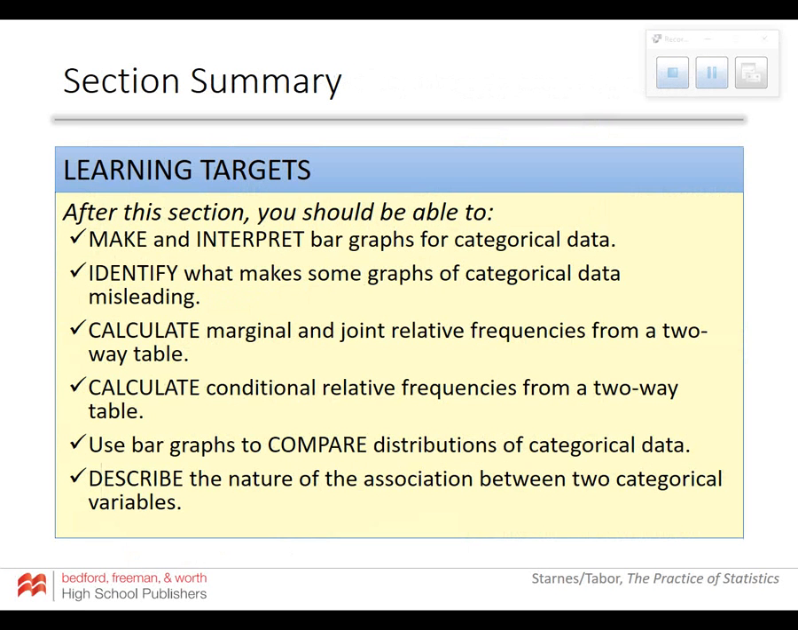Okay? So far today, what we've done today and what we're going to finish with today is that we've talked about making and interpreting bar graphs for categorical data and what makes some graphs misleading. We've talked about marginal, joint, and conditional relative frequencies on a two-way table. We've talked about how to compare those distributions and whether or not we can tell if possibly there's an association by just looking at the graphs.